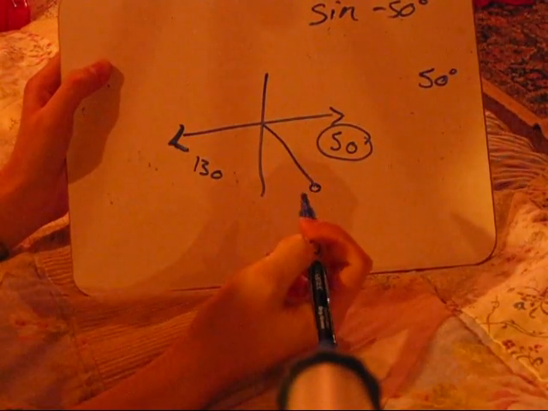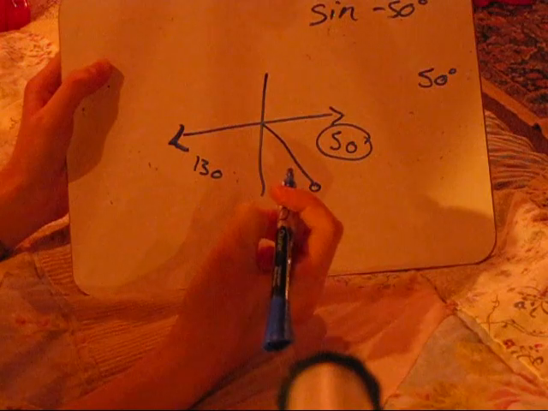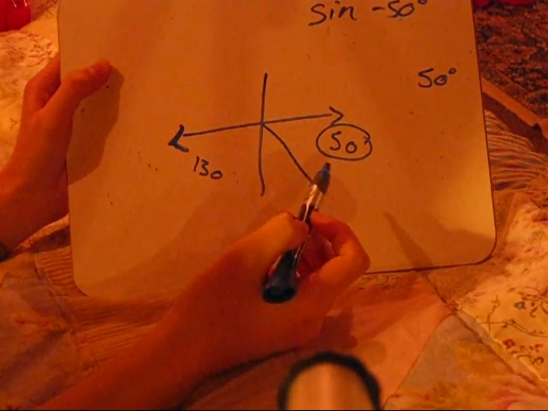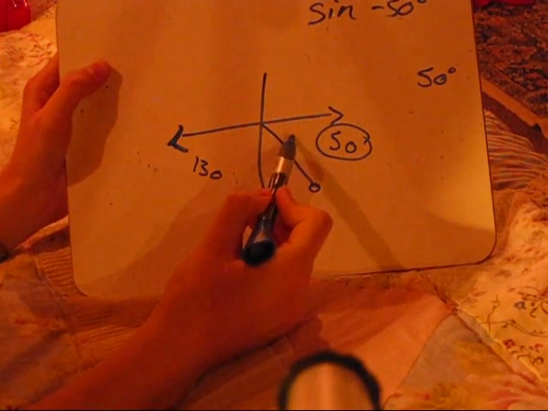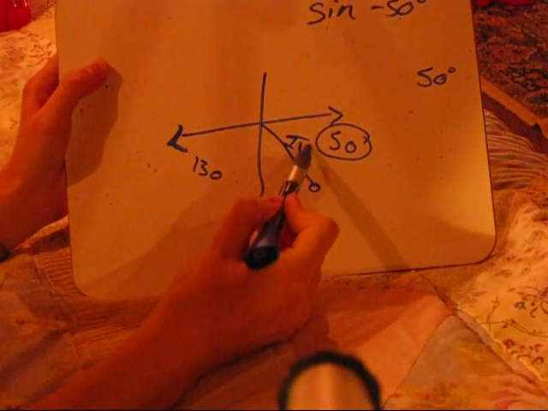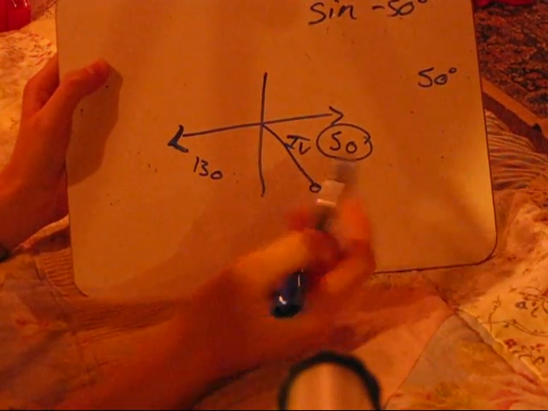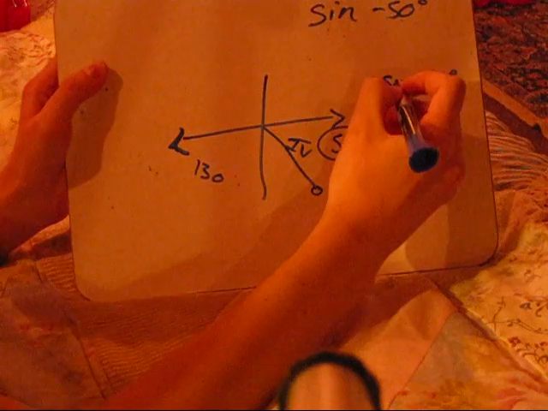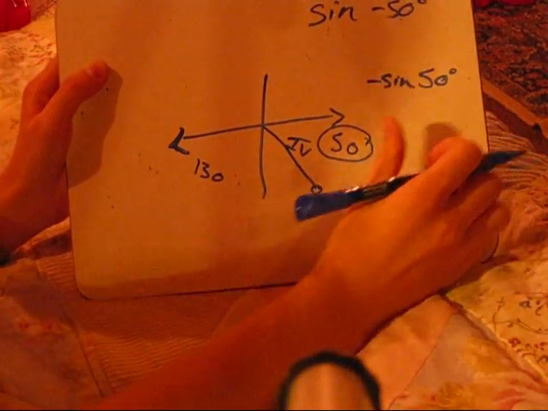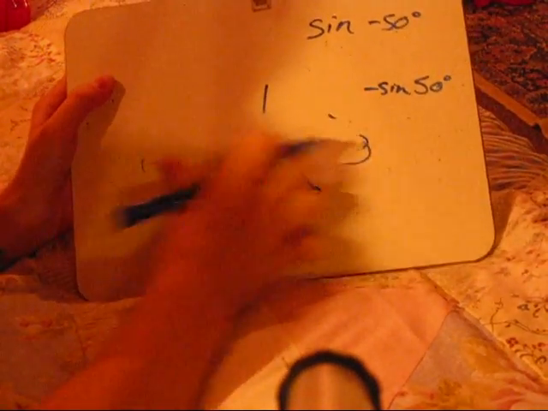The next thing we need to know is, will sine be negative or positive? And we know that sine is negative in the 4th quadrant, so it will be negative. So our answer is negative sine 50. See, that's very easy. So let me do another one for you.